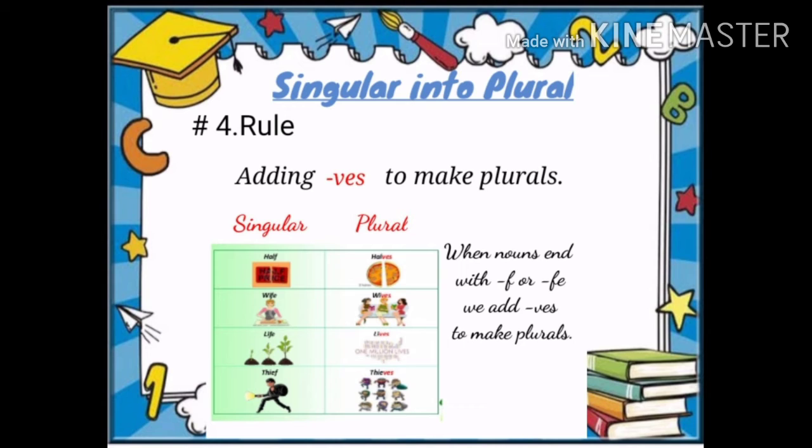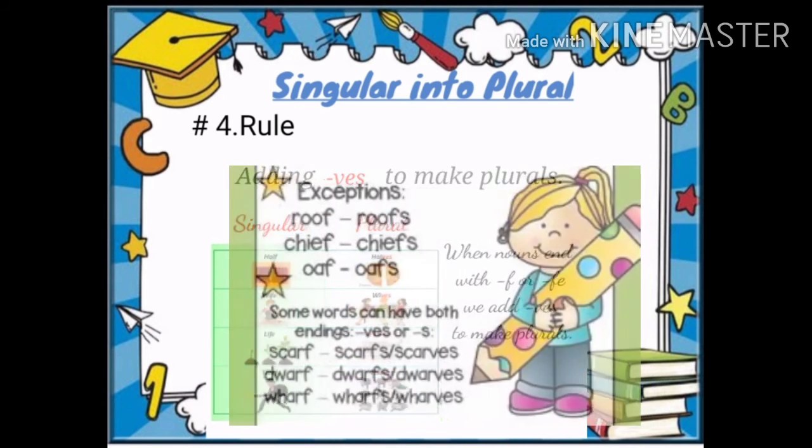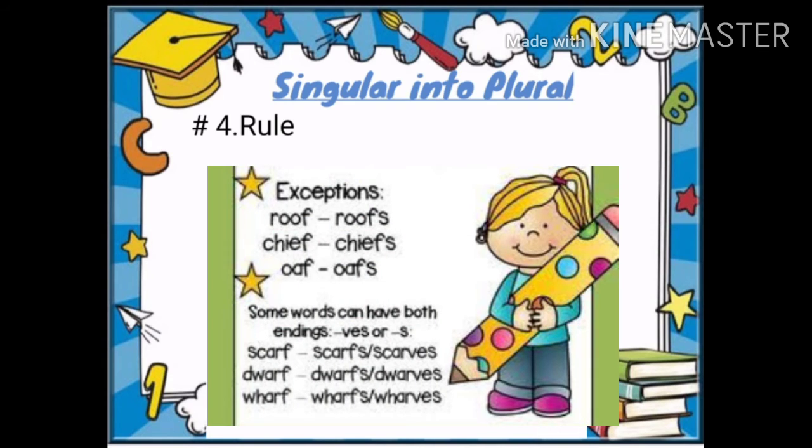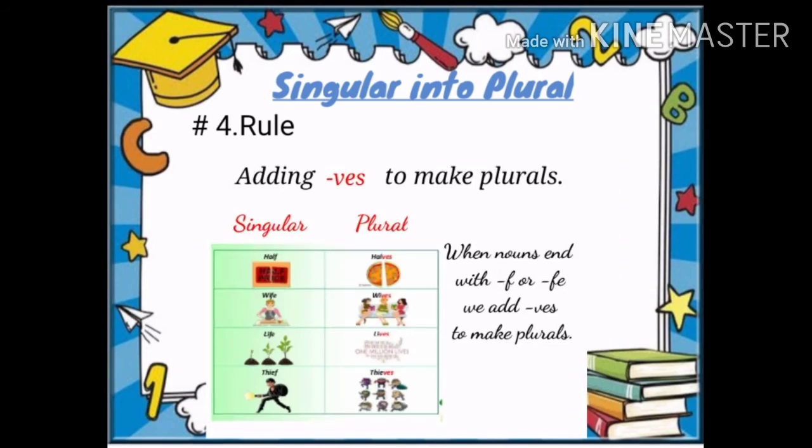Now there are some exceptions to this rule. For example, roof. Roof is ending with F, but its plural form will be roofs instead of adding VES. Second one is chief, and it will be chiefs. And the third one is oaf, and it will be oafs. And students, here are some words which can have both endings with VES or S. For example, scarf, scarfs or scarves, and so on.